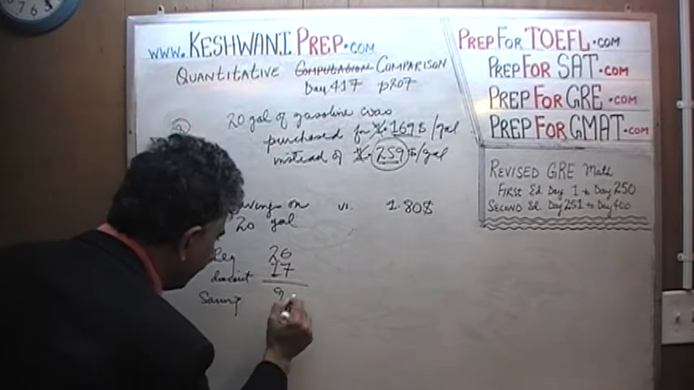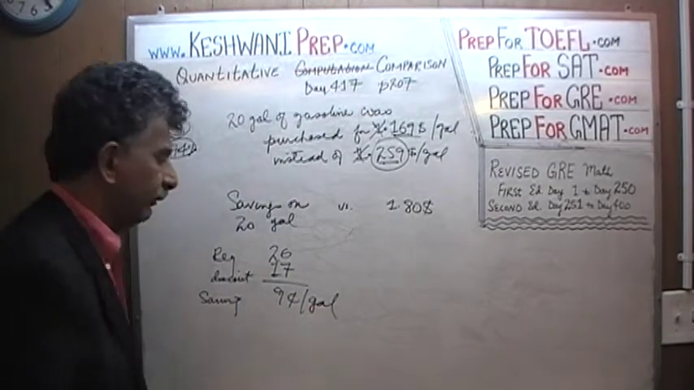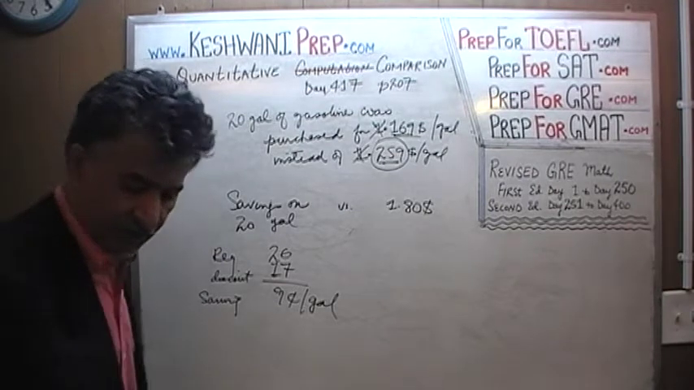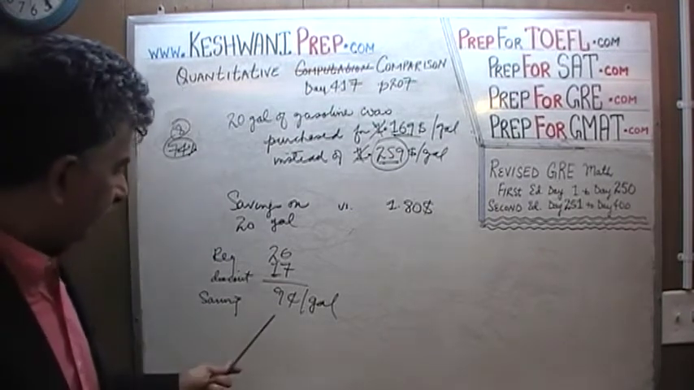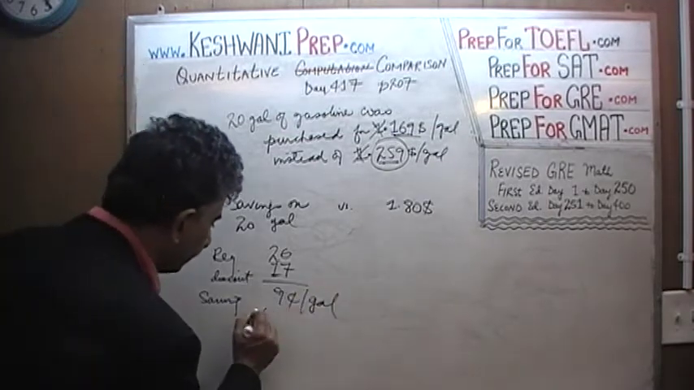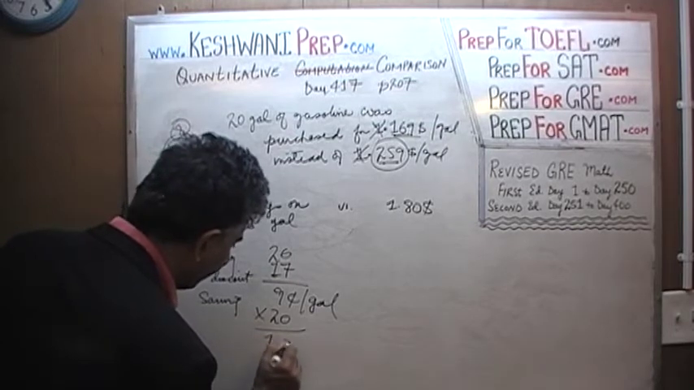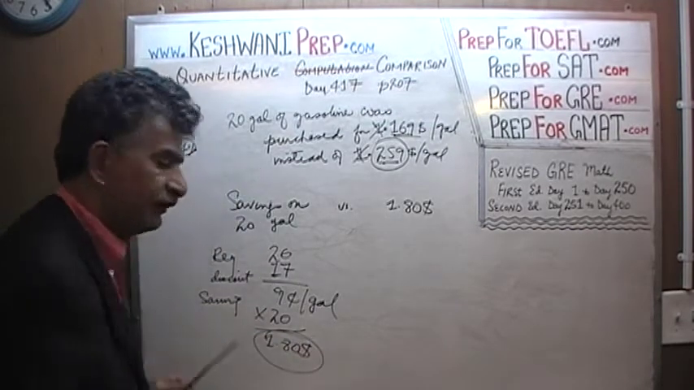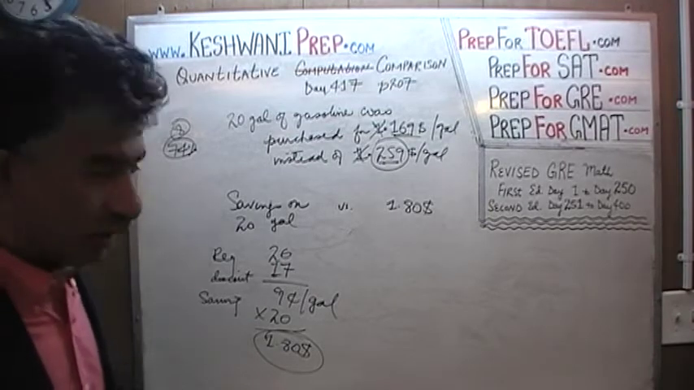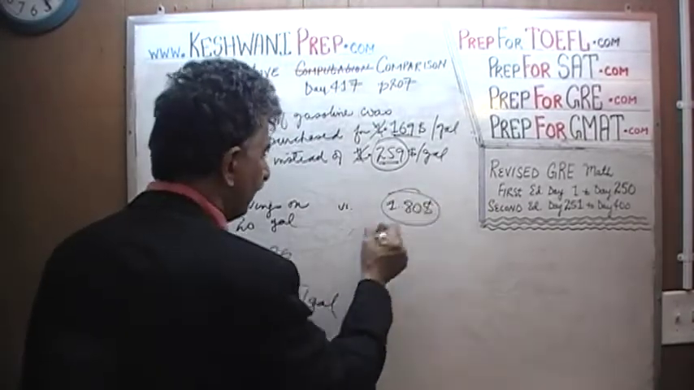We are saving 9 cents per gallon. That's what we are saving. The discount is 9 cents per gallon. 9 times 10, the rest is very easy. 9 times 10 is 90, therefore 9 times 20 is going to be $1.80, of course. So the amount of savings that we will have on the purchase of 20 gallons of gasoline under this scenario is $1.80, which is exactly what appears in the second column, and therefore the answer is C.